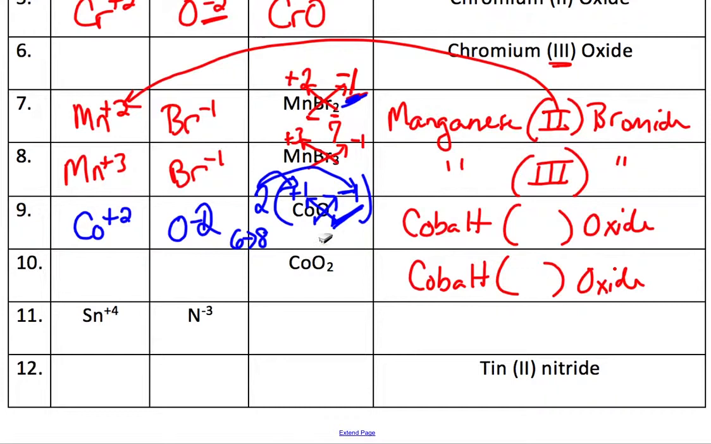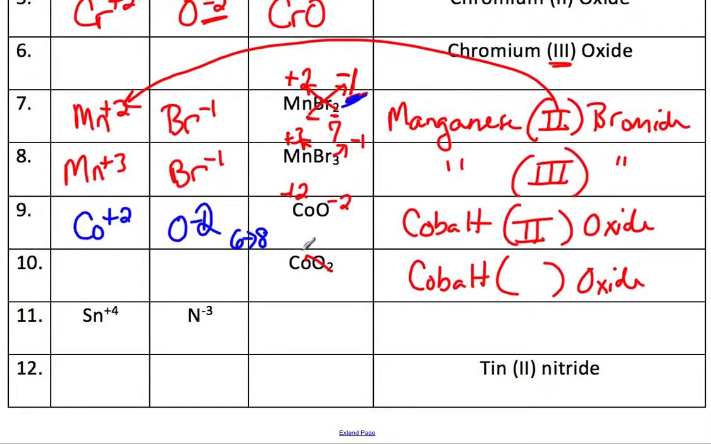Now, another way we could have looked at that, we could have said to ourselves, well, we know oxygen makes a -2, always, and this is a 1-to-1 ratio. Therefore, cobalt must be a +2. Now over here, it's not a 1-to-1 ratio anymore.